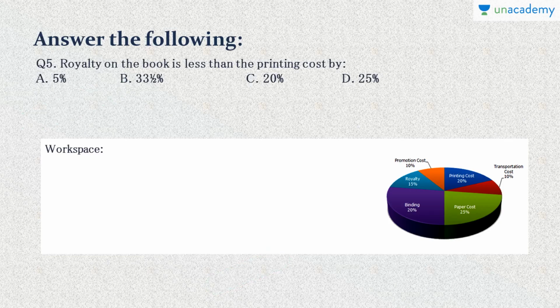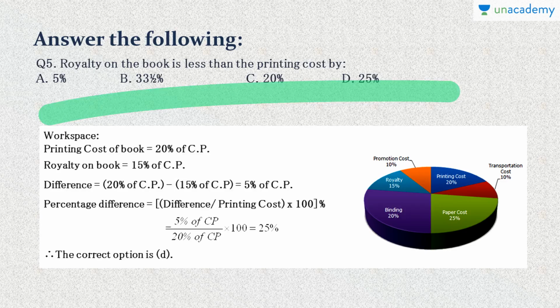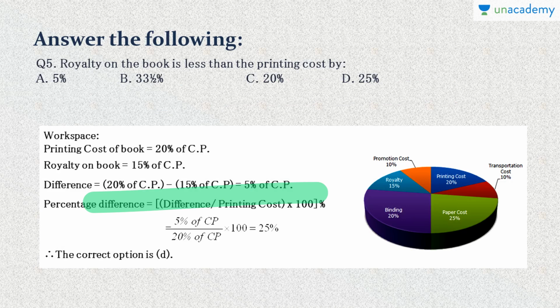Next question. Question 5. Royalty on the book is less than printing cost by, so royalty is 15% and the printing cost is 20%. And since I can clearly see that the options are all in percentage, all I have to do is subtract this and then divide it. So first I take the difference, that is 5%, 20 minus 15 is 5%, and since I have to find the percentage in terms of printing cost, it comes in the denominator, that is 20%. So 5% of CP by 20% of CP into 100 gives me 25%. So royalty on the book is less than the printing cost by 25%.